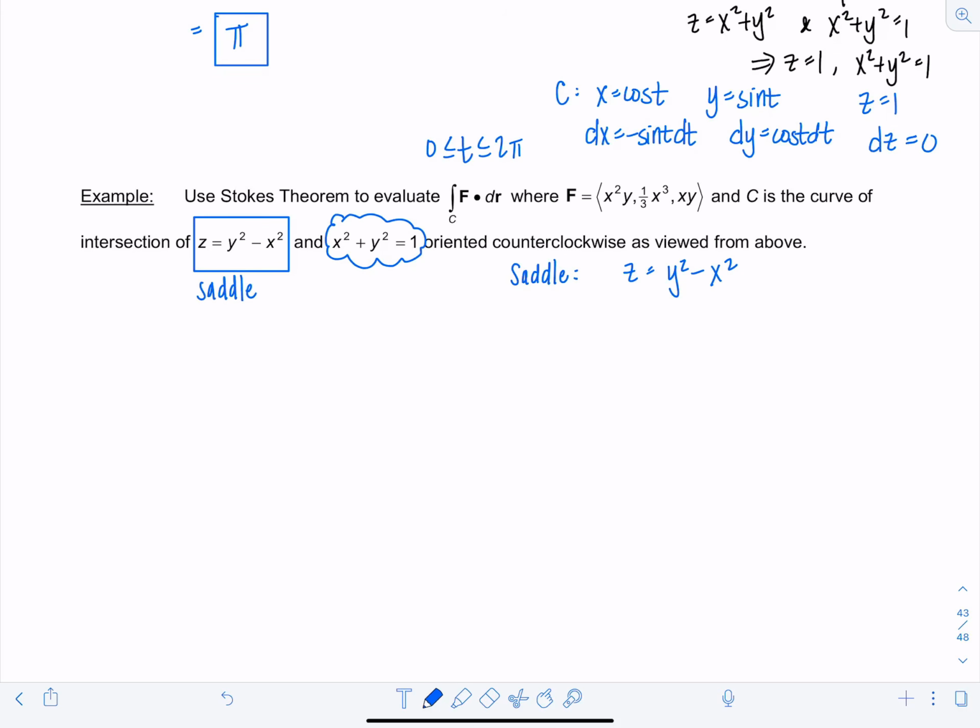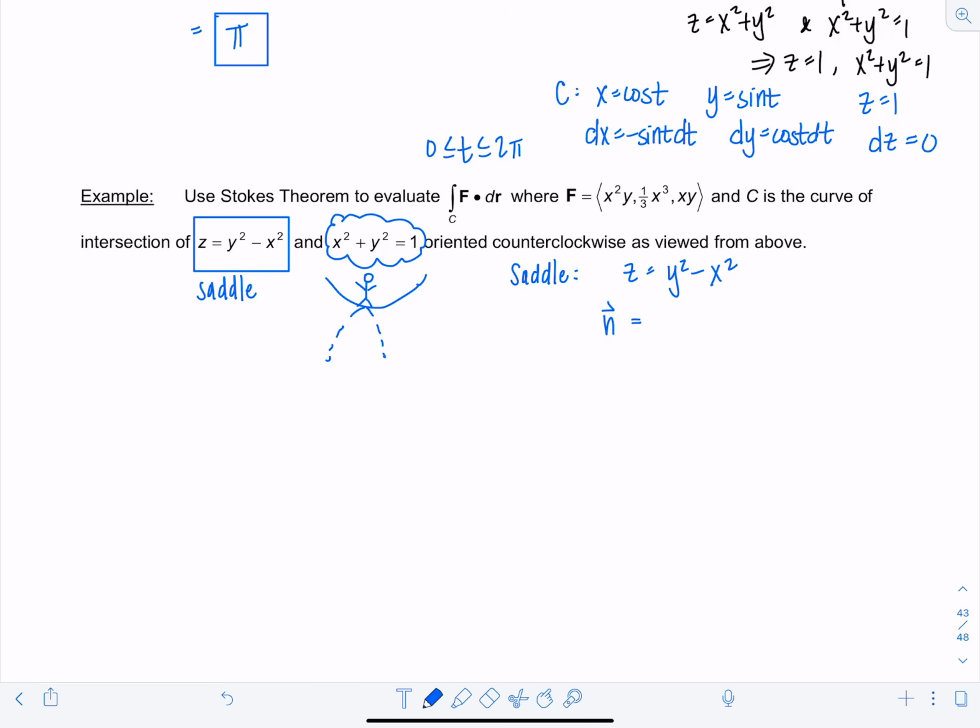Okay, so I need a normal. Remember, positive orientation is outward or upward. So you have that saddle, and pretend you're standing on it. The easiest thing is to imagine yourself standing like at a min point or a max point. And remember, we have a saddle point on a saddle. How clever.